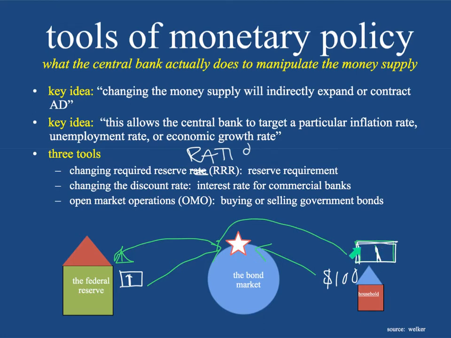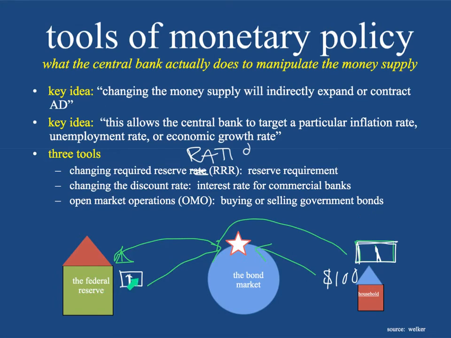I can't go buy a pizza. No, in order to buy the pizza, I'd have to go back to the bond market and try to sell it in order to get the $100 out to buy pizza. No, that money is effectively out of the system. And that is what open market operations is. It's the buying or selling of government bonds by the government. So you can see how the opposite would be true.